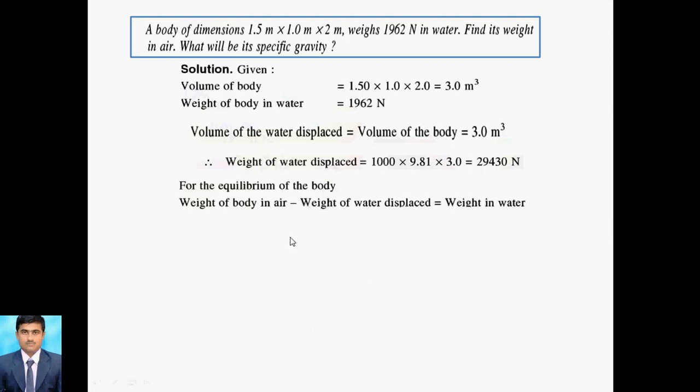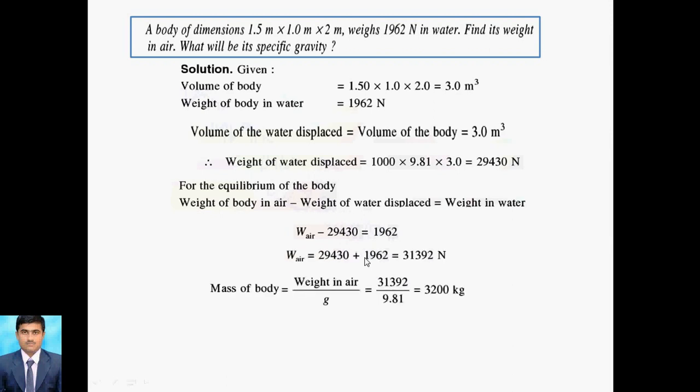Now we move to the equilibrium condition for the body. Here the weight of the body in air minus the weight of water displaced is equal to weight in water. Now we put the values: weight in air minus 29,430, that is water displaced, and weight in water is 1962. After that we can get the weight in air, by the equilibrium condition.